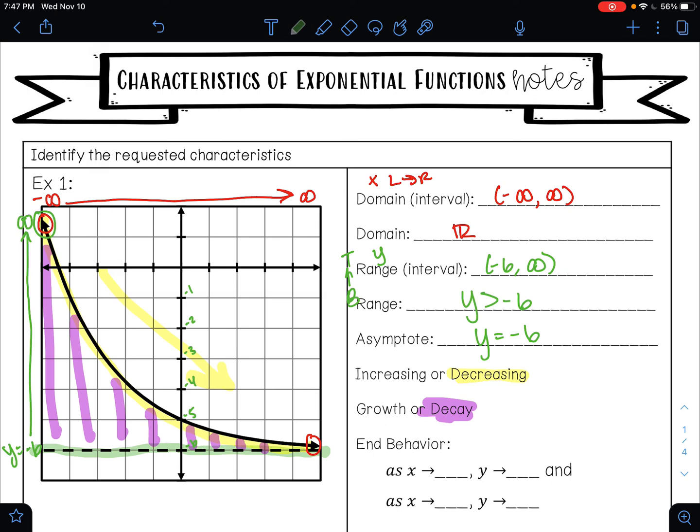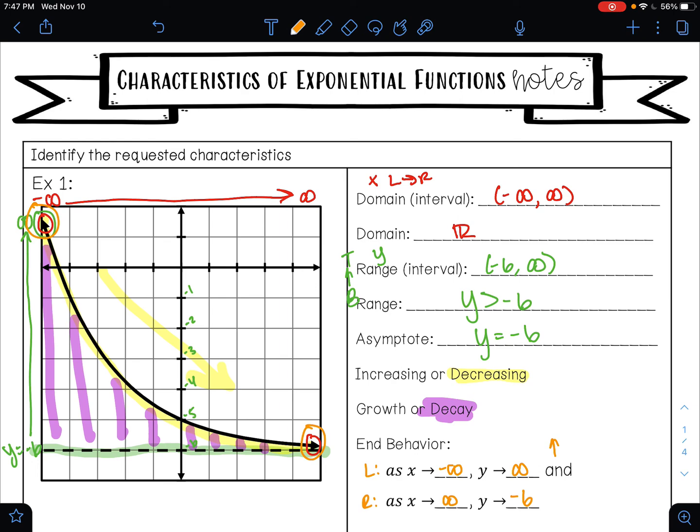And then for end behavior, as x approaches negative infinity, that's telling us to look at the left side of our graph. The left side of our graph is pointing up, so that is going to positive infinity. And as x approaches positive infinity, this is telling me to look at the right side of my graph. The right side of my graph is on my asymptote. My asymptote is at -6.